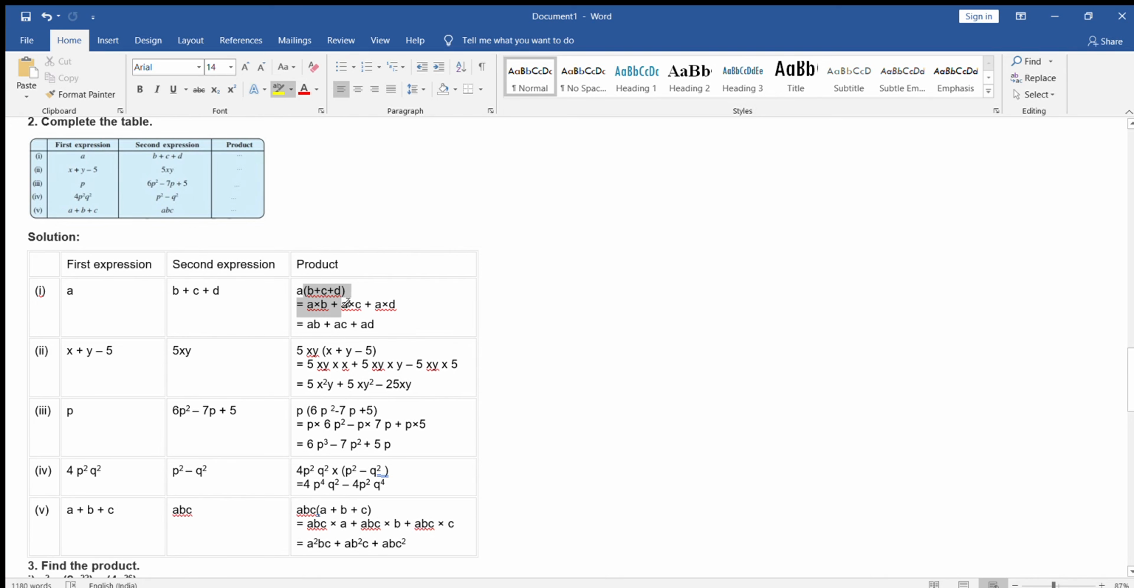First of all, we will multiply a with b, then sign. Then a with c, then sign. Then a with d, then sign. So just see what result we are getting. AB plus AC plus AD. So that is our answer.